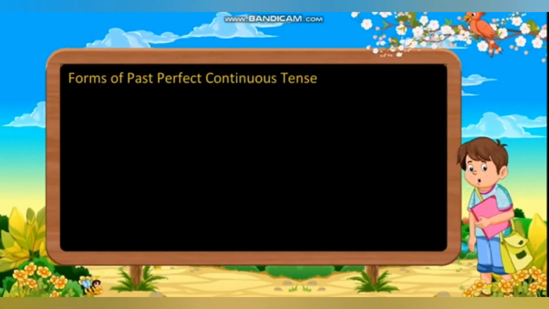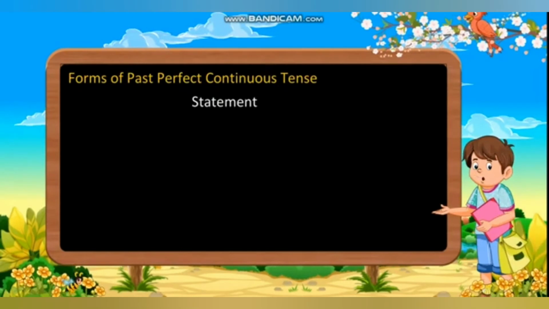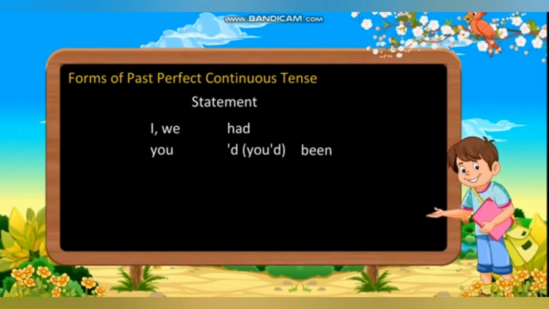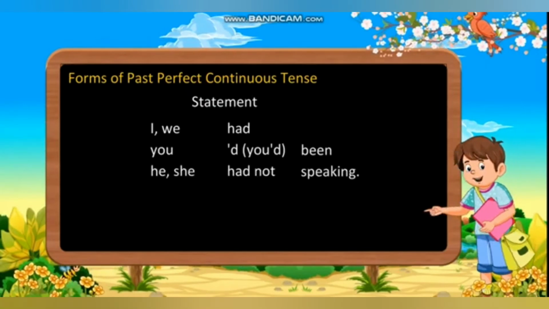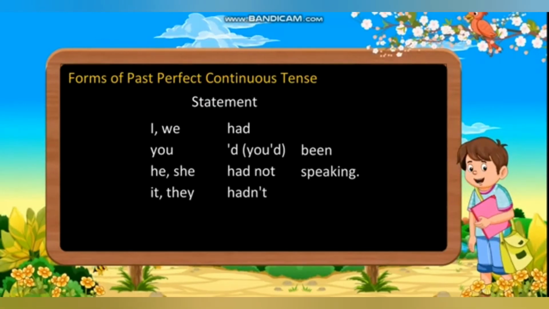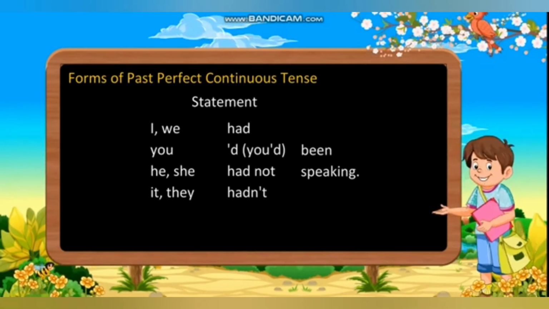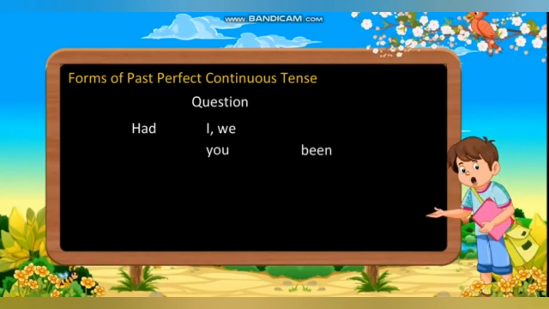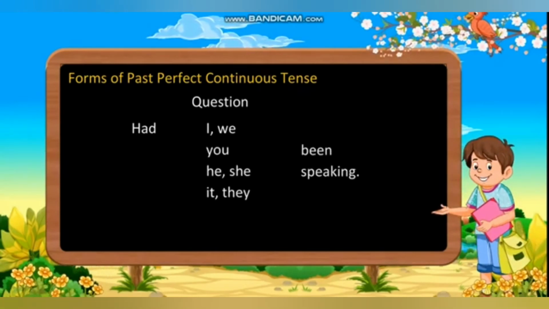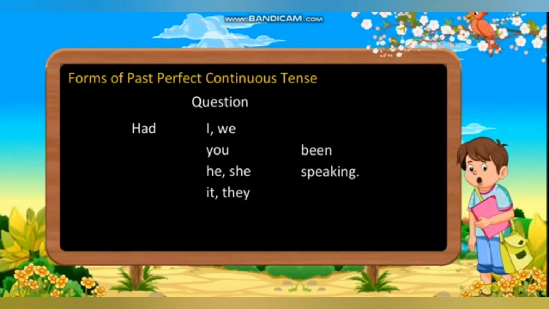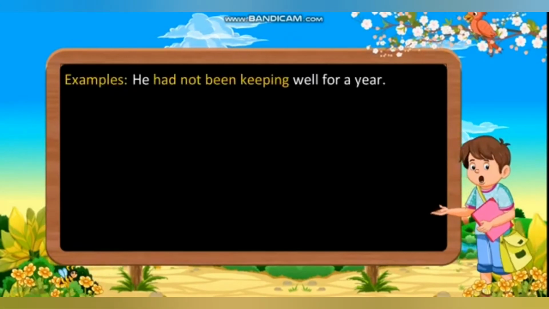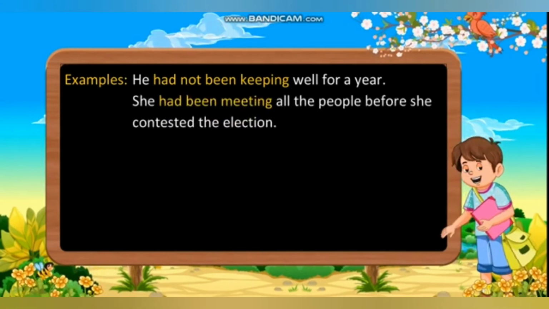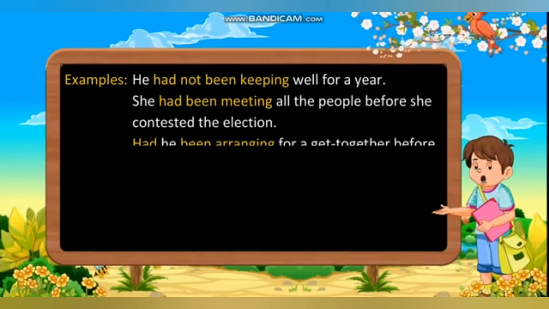Forms of past perfect continuous tense. Pronouns are the same, and had, and we are adding the be form of verb, that is been. I had been, she had been speaking, ing form of verb. While framing questions, had I, we. After the pronoun, we are going to add the be form of verb. He had not been keeping well for a year. She had been meeting all the people before she contested the election.